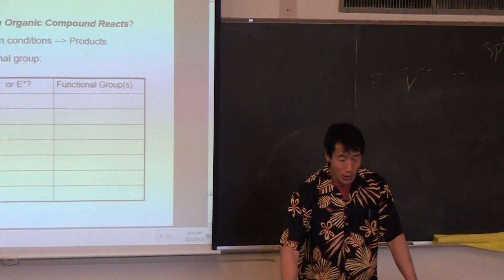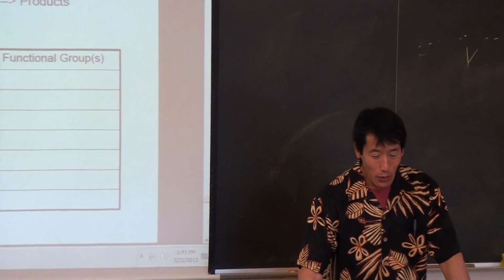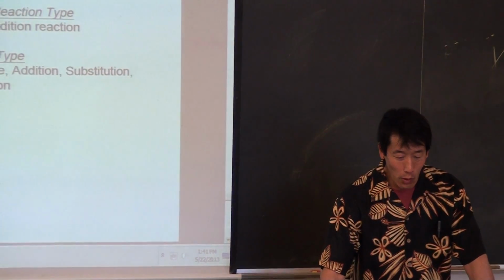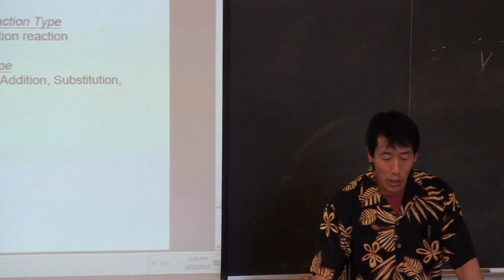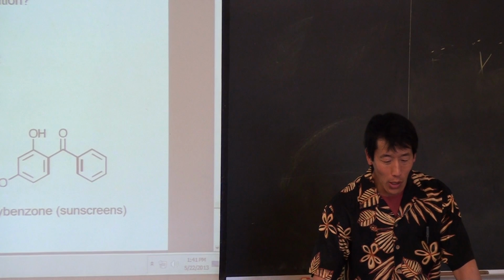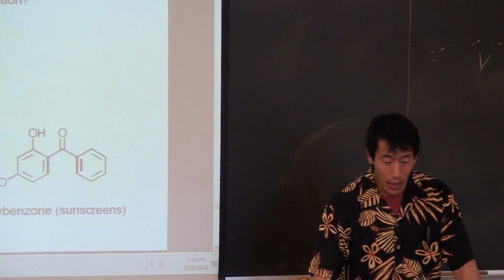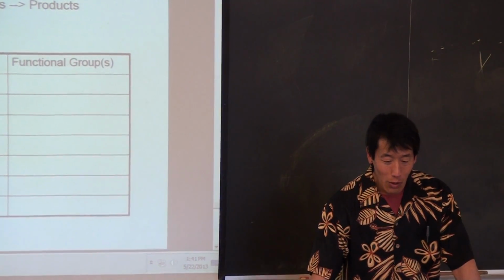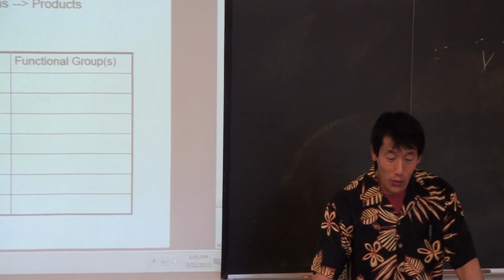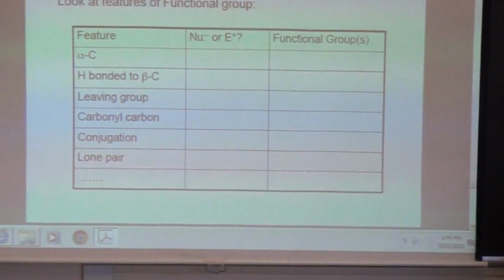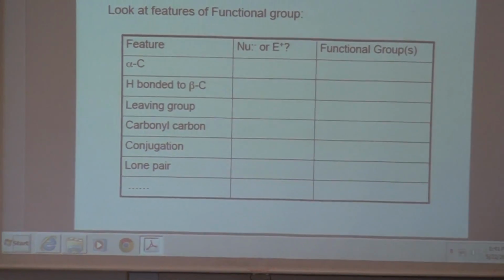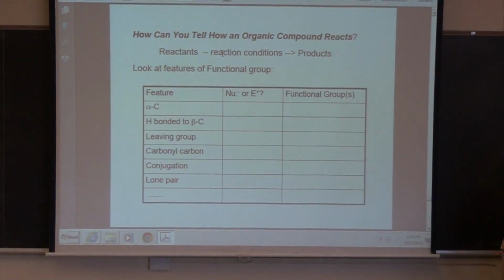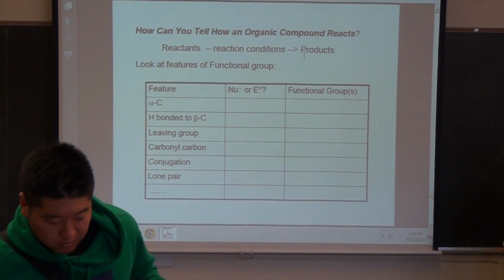Okay, so let's review for the final exam. Last time we went over reagents and figured out the reaction type, and we also did a reagent review the lecture before. One big part of organic chemistry is figuring out how a compound reacts. In other words, if you're given the reactants and the reaction conditions, how do we figure out what the products are?